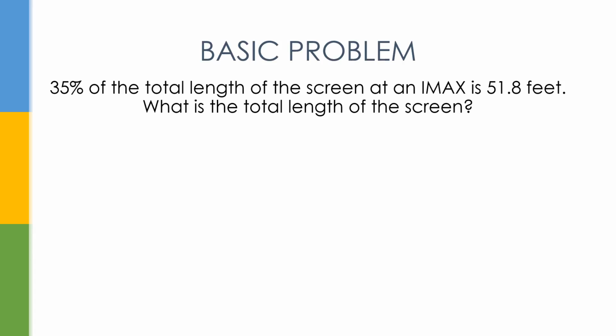All right, so let's try one last problem. This says 35% of the total length of the screen at an IMAX is 51.8 feet. What is the total length of the screen? So right here I see I've automatically got my fraction. Okay, so let's look at our problem. So I know, not our fraction, our percent. So I know I have this one right here. That's going to be our 35.